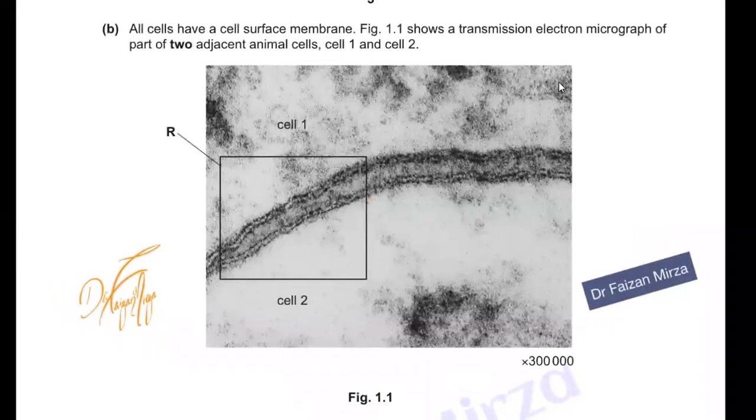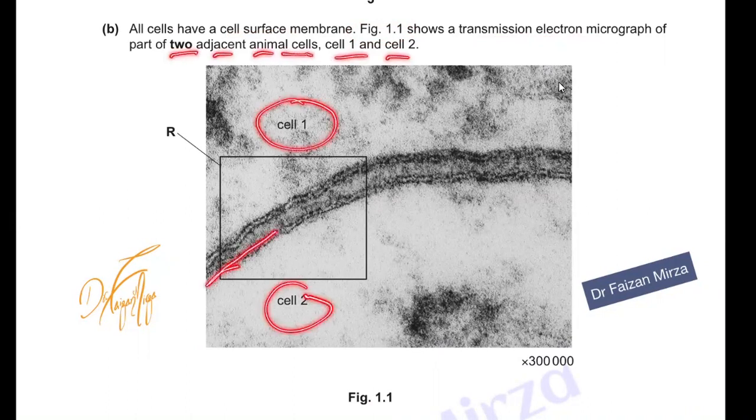All cells have two cell surface membranes. No, all cells have a cell surface membrane, not two. Figure 1.1 shows a transmission electron micrograph of a part of two adjacent animal cells, cell 1 and cell 2. So this is cell 1, this is cell 2. This must be the cell membrane of cell 1, and this must be the cell membrane of cell 2.